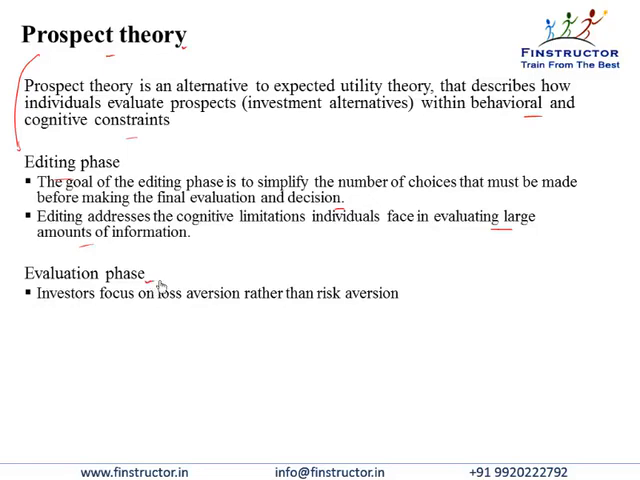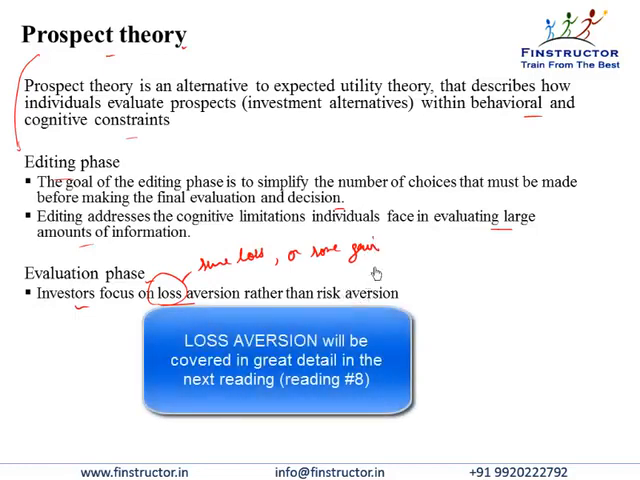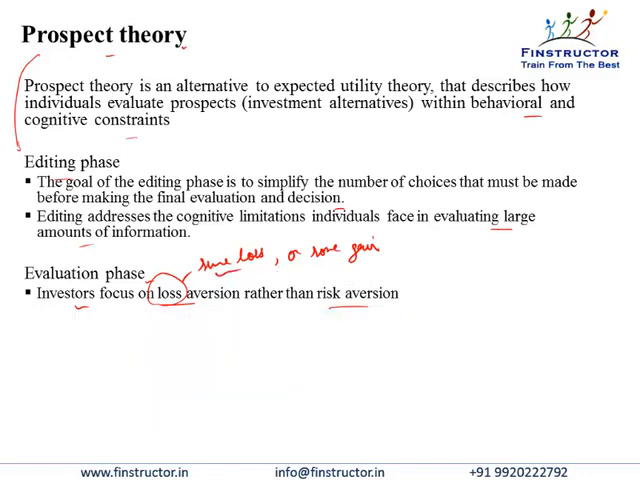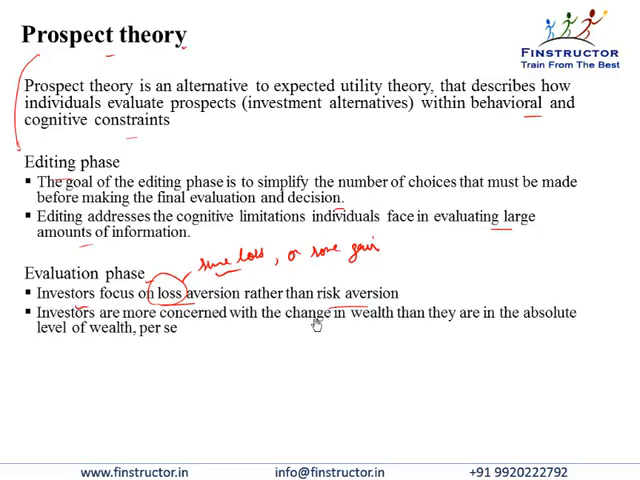In the evaluation phase, investors use this edited information to decide which investment alternative they would like to pick. The key point here is that investors now focus on loss aversion rather than risk aversion. So they don't like accepting a loss. In fact, if they are presented with the possibility of a sure loss, they often tend to be risk seeking and want to take any chance of giving up that sure loss. So investors exhibit loss aversion rather than risk aversion.